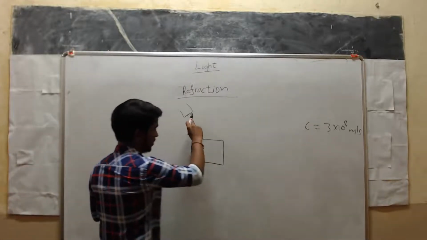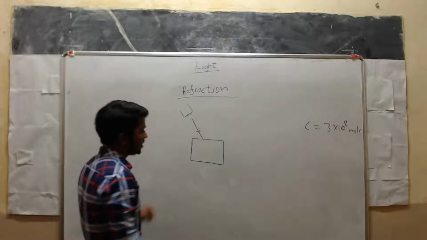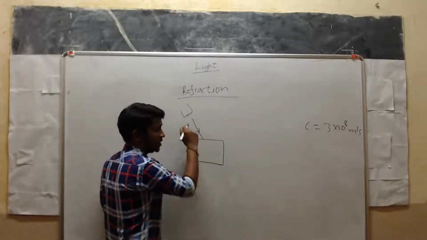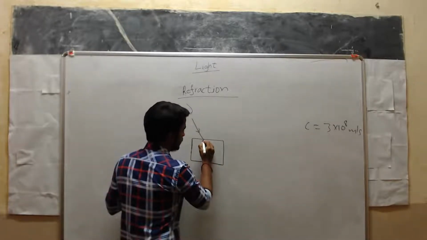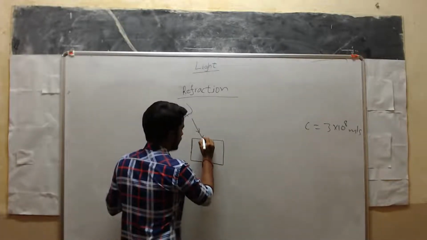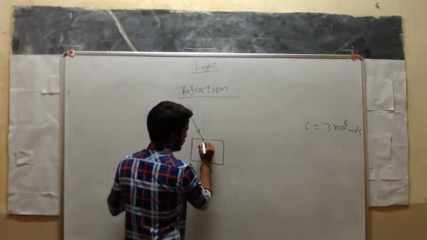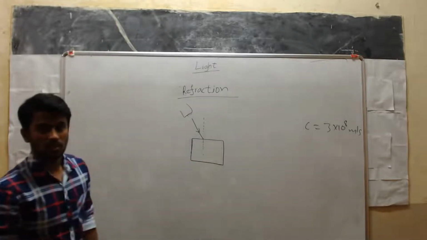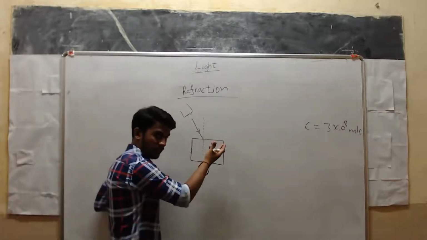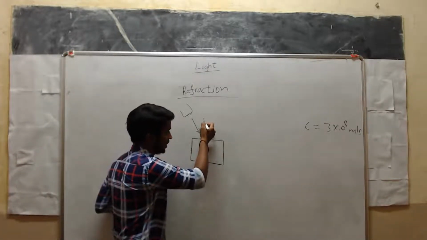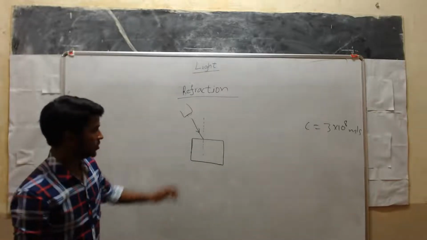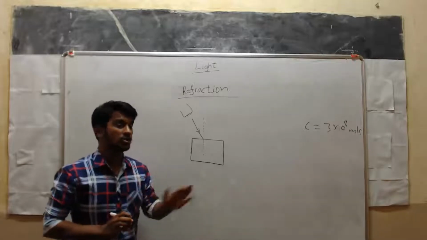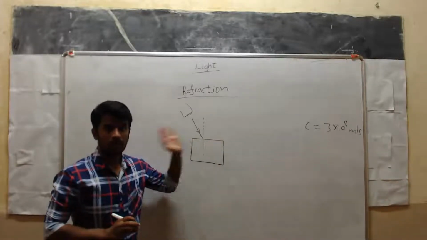This we call an incident ray. At the point of incidence, this incident ray strikes here, right? At the point of incidence, we draw one line perpendicular to that surface. We already studied this in the reflection part, so we call it the normal. Here also we should draw the normal at the point of incidence, and it should be perpendicular to the surface.